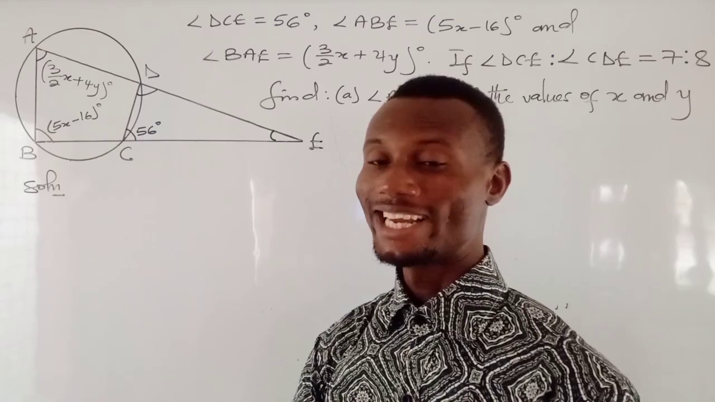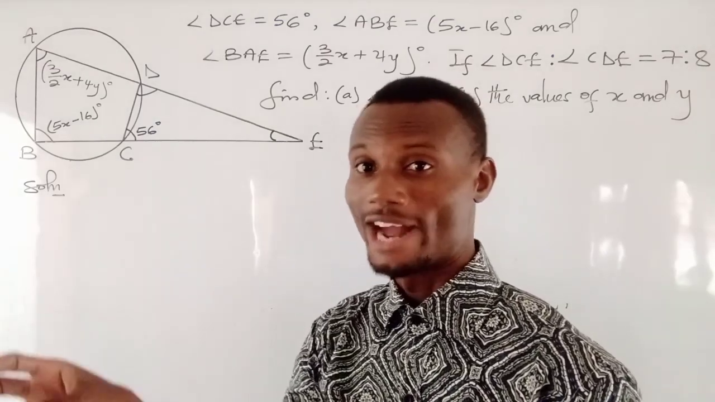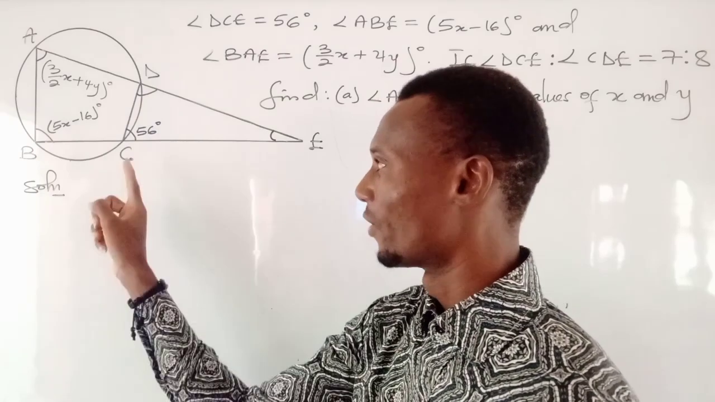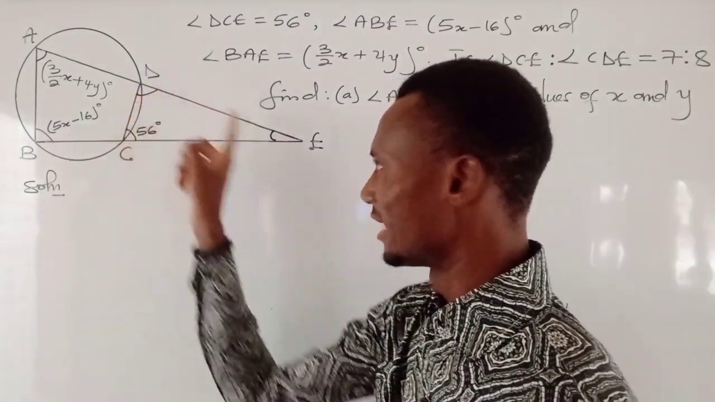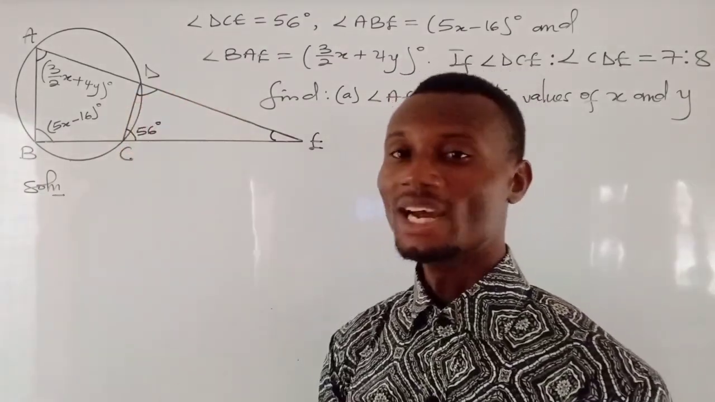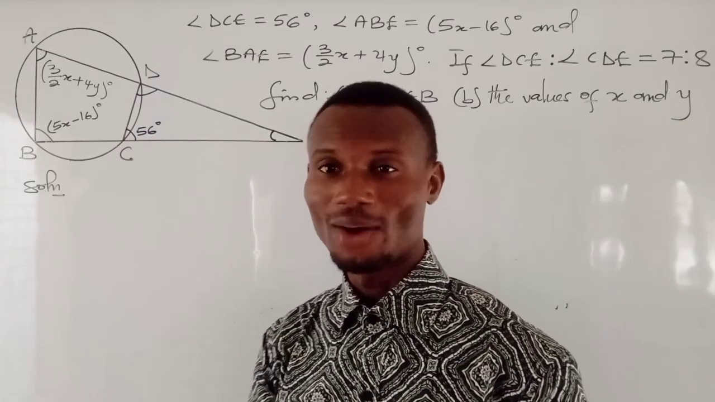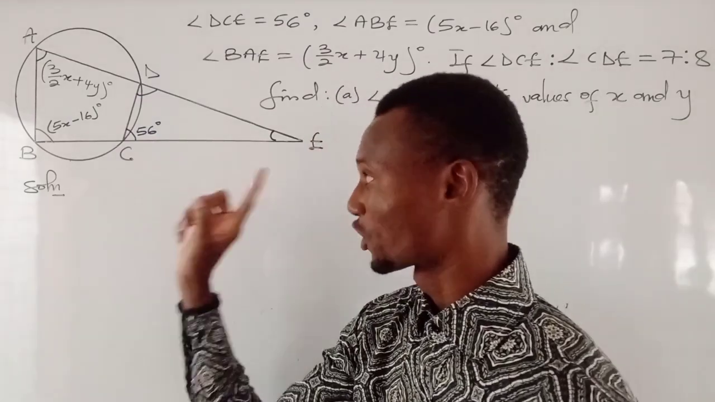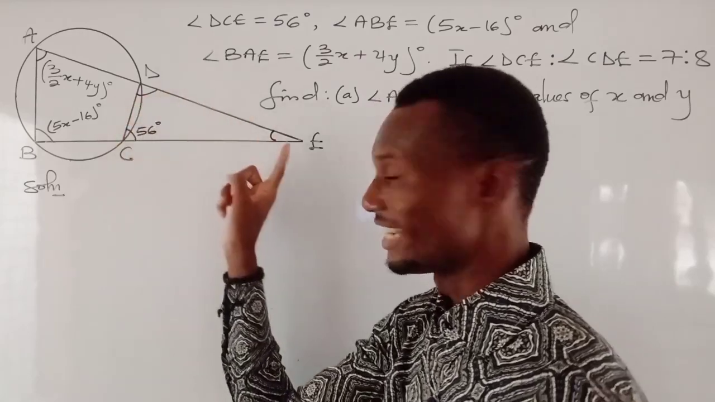But we are taking a look at the small triangle being formed in the diagram, and the small triangle is triangle CDE. I hope you agree with me. So that's the triangle that we are considering. We are considering the small triangle in the diagram, which is triangle CDE.